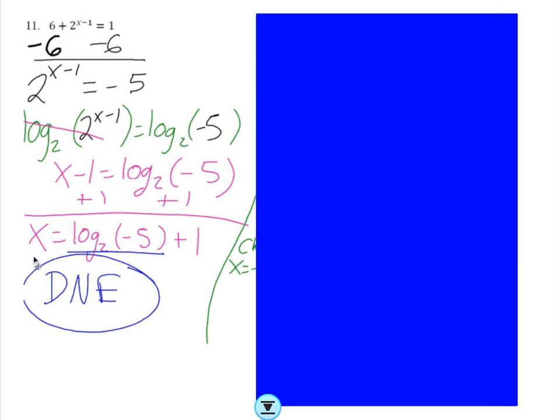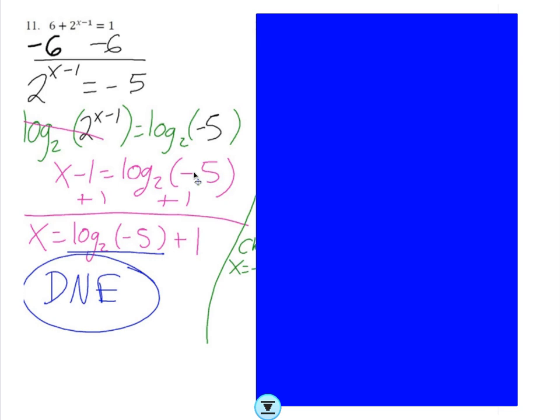All right, number 11. This is an exponential. The exponential here is 2 to the x minus 1 power. We need to isolate the exponential. So we're going to subtract 6 from each side. We get 2 to the x minus 1 equals negative 5. Then we're going to go ahead and take the log base 2 of each side, because that log base 2 and the exponential base of 2 are inverses, they'll cancel. When we do that, we get x plus 1 equals log base 2 of negative 5.